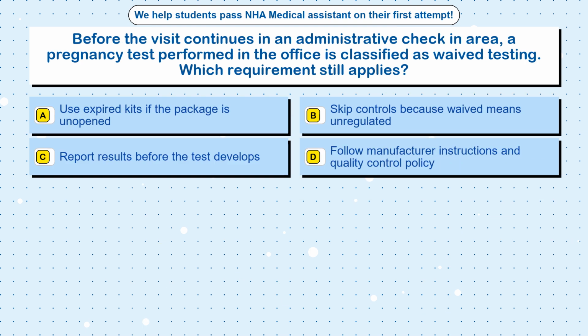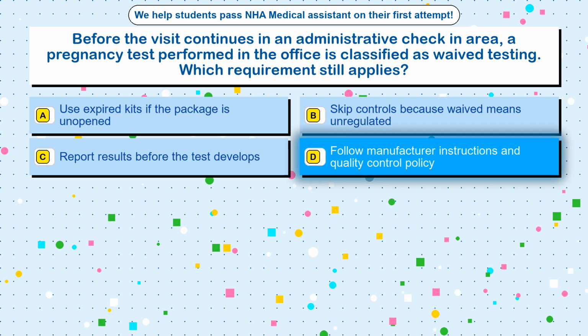Question 65. Before the visit continues in an administrative check-in area, a pregnancy test performed in the office is classified as waived testing. Which requirement still applies? Option A, use expired kits if the package is unopened. Option B, skip controls because waived means unregulated. Option C, report results before the test develops. Option D, follow manufacturer instructions and quality control policy. The correct answer is option D, follow manufacturer instructions and quality control policy.